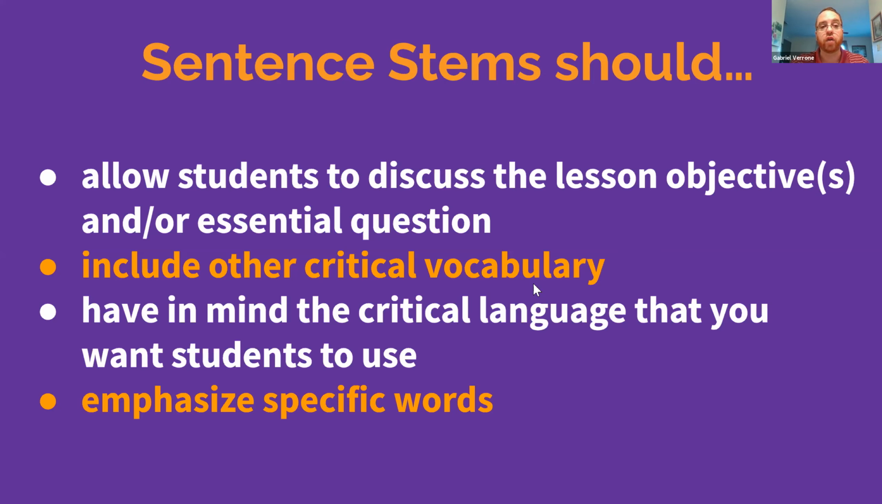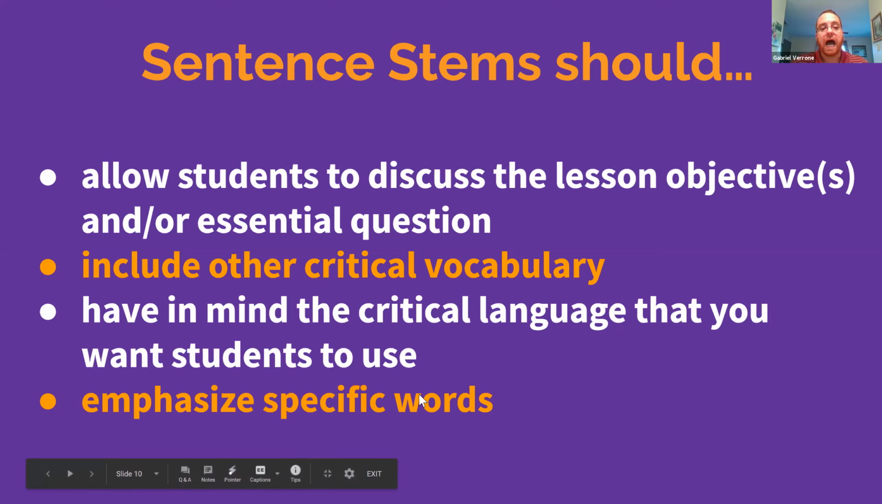It should include other critical vocabulary. You saw in the video, "This number can round to because it is closer to." So he embedded that academic vocabulary that scaffolds the learning so that they could demonstrate their mastery of the objective. So you also need to think about what is the critical language that I want the children to produce, and does this stem actually allow them to give me that language?